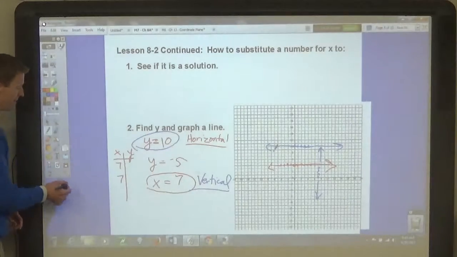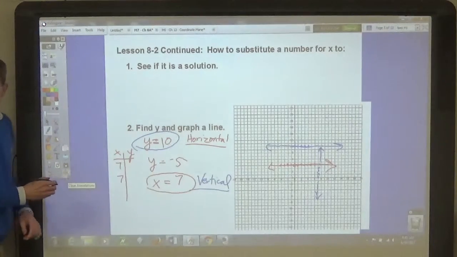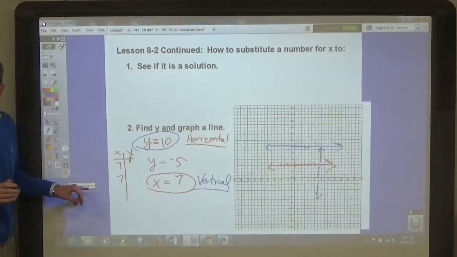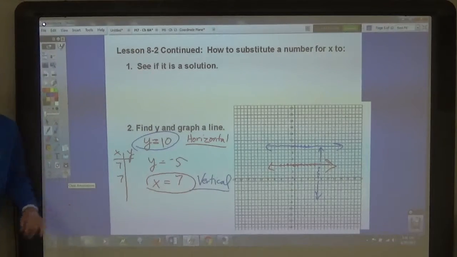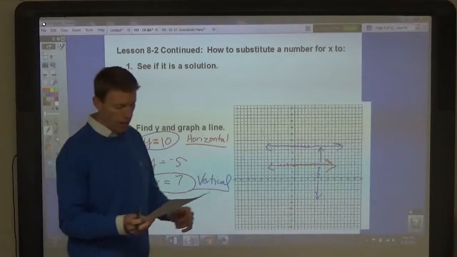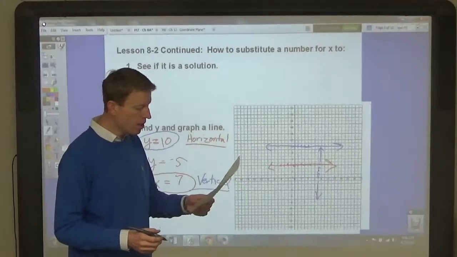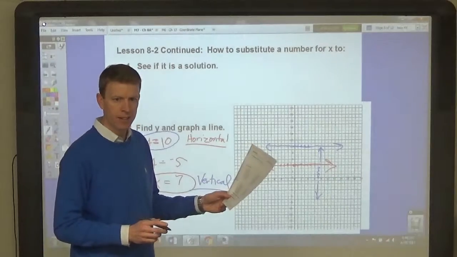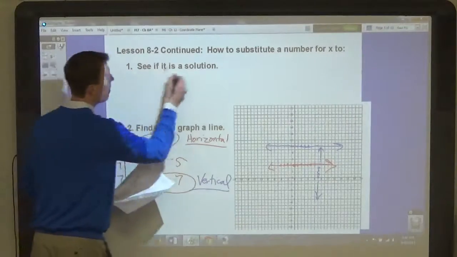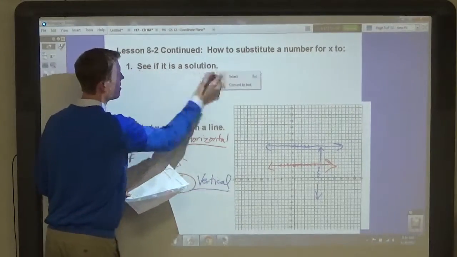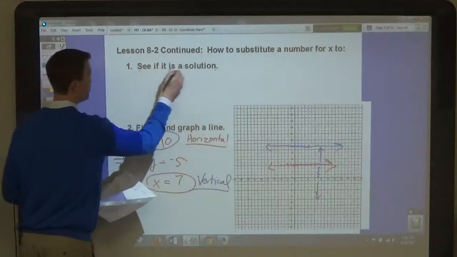Almost done, Roy. Any other questions on this? It's on number 9. Okay, I'll help you with number 9 later. The next section is at the bottom. What you're going to do is put the solutions in to see if it makes a true equation. So you're going to see if it is a solution. That's what this is about. Okay?